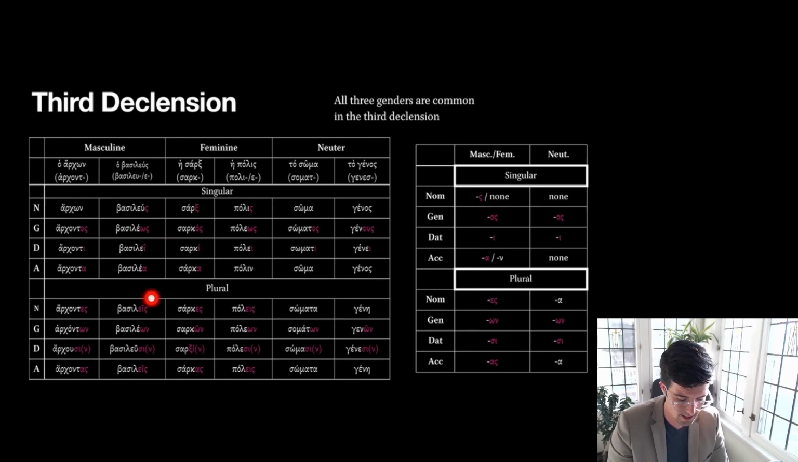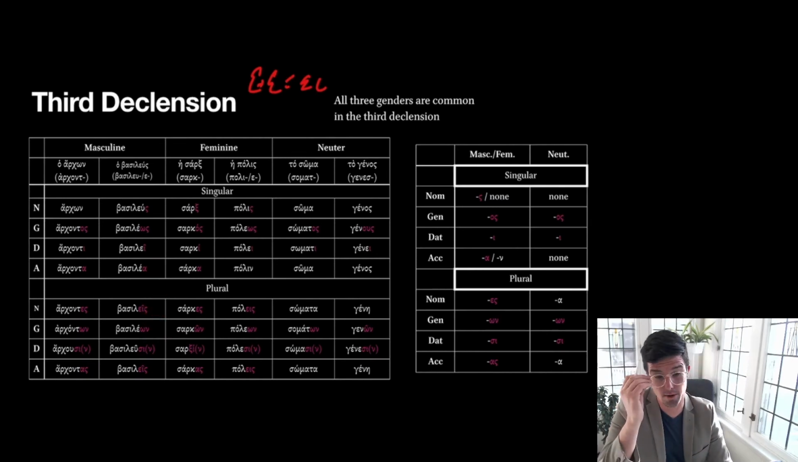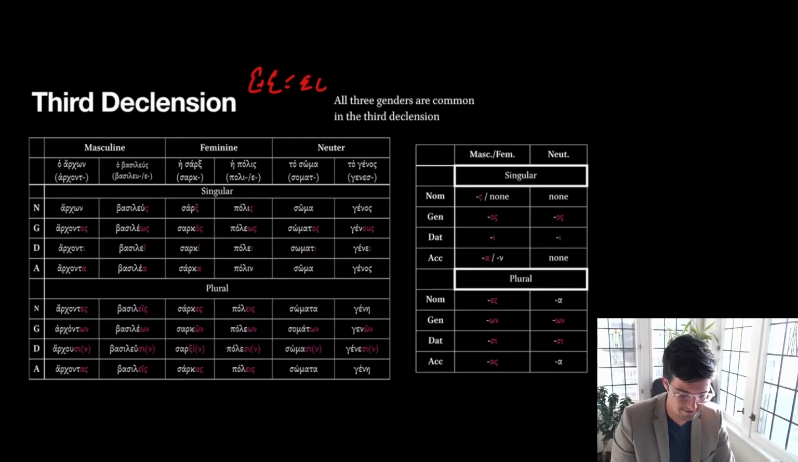The -es has gone to -eis here, and this is because of the combination of the epsilon with the epsilon of the root. An epsilon plus an epsilon is going to make epsilon iota. So that's what's happened here. And you don't need to know all of these rules. This is just me explaining to you what's happening. And if this is unhelpful for you, then you can forget all of this stuff.